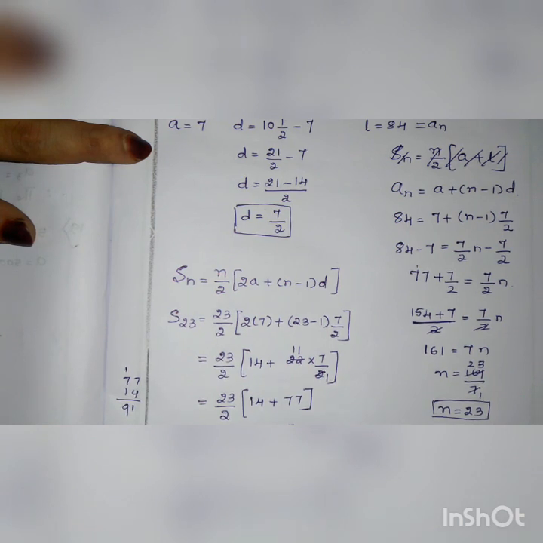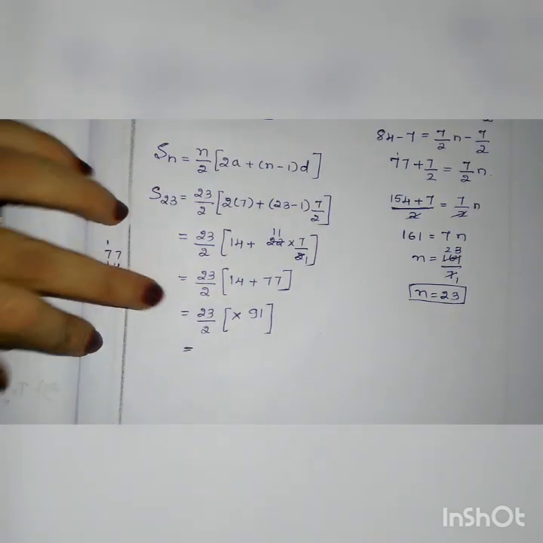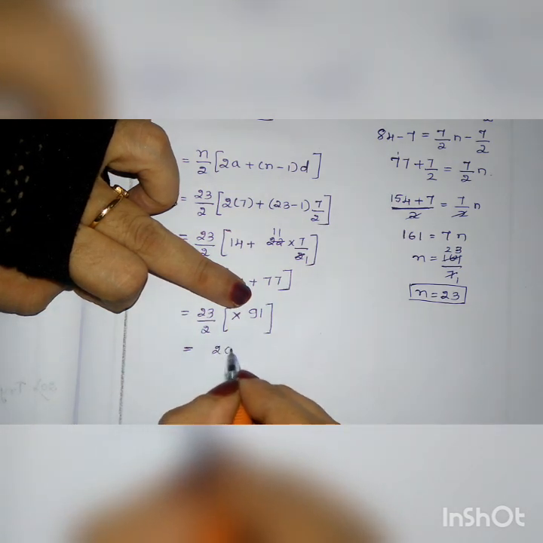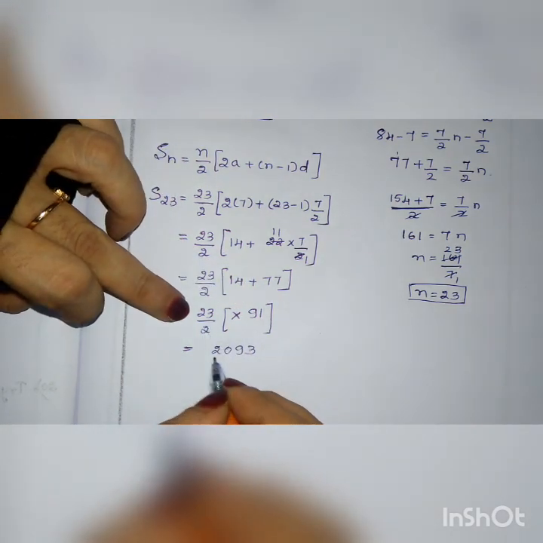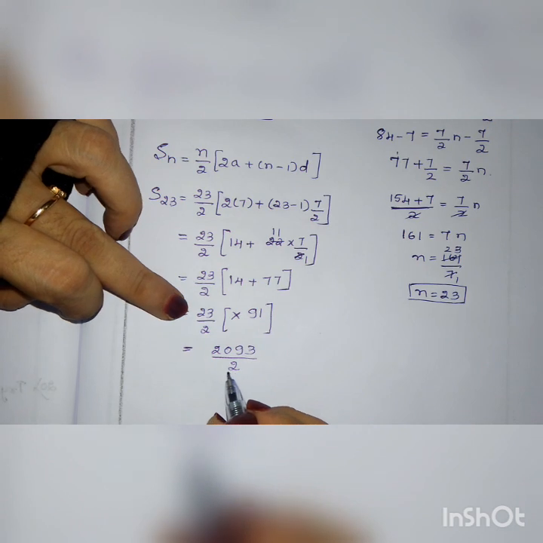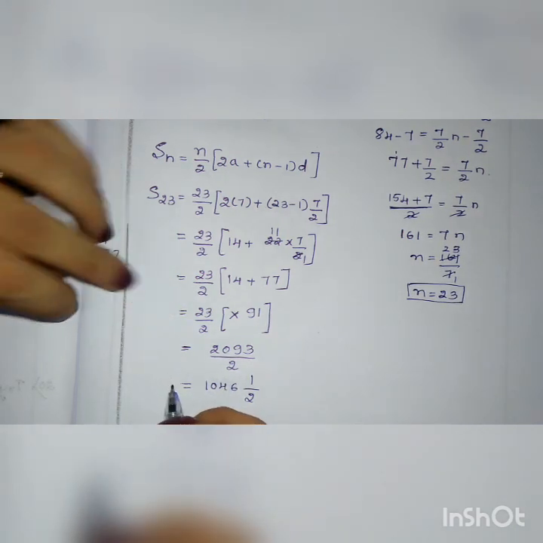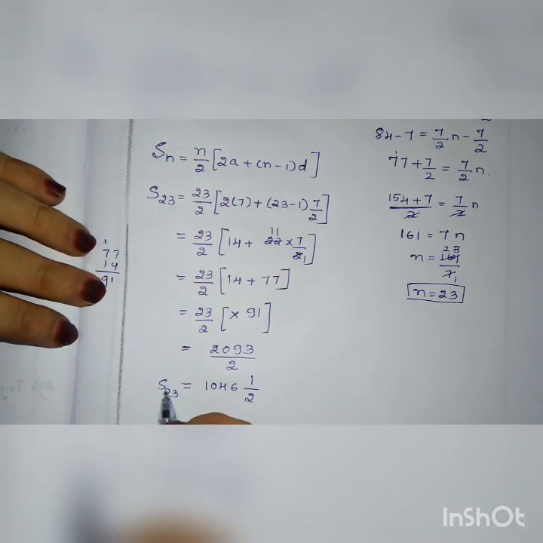So 23 into 91 we have to do. 23 into 91, if we multiply, we are going to get 2093. Divide by 2 as it is. So if we divide this, we are going to get 1046 1 by 2 after division. This is the answer for S23.